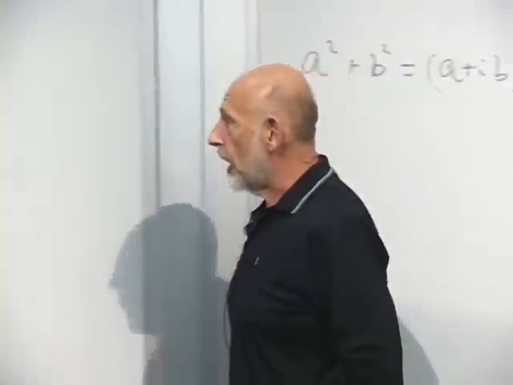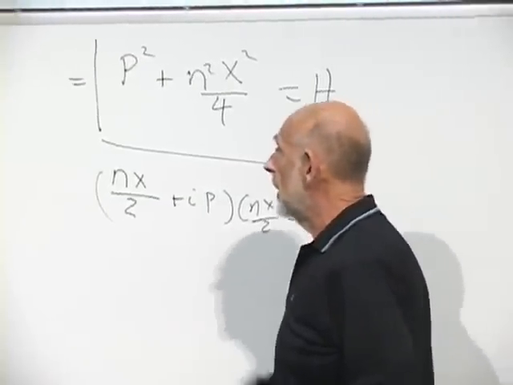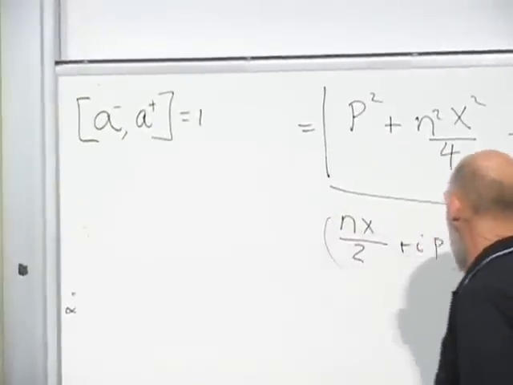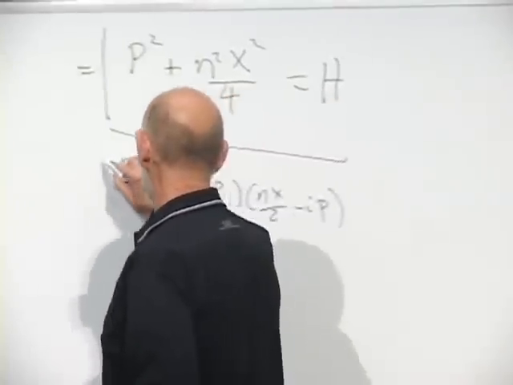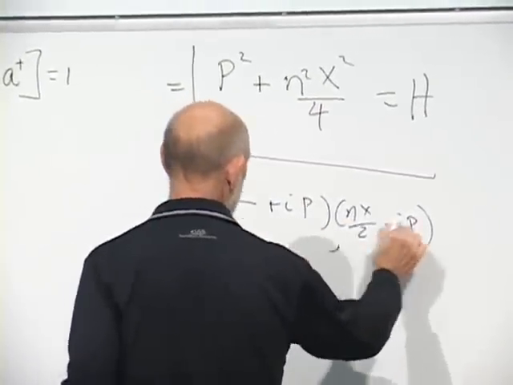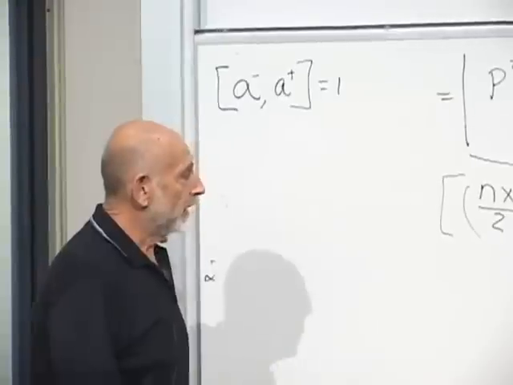They're operators which are complex conjugates of each other. These two are complex conjugates of each other. And their commutation relation is 1. So let's work out the commutation relations between these, and just check if we get 1. We won't get 1. All right?